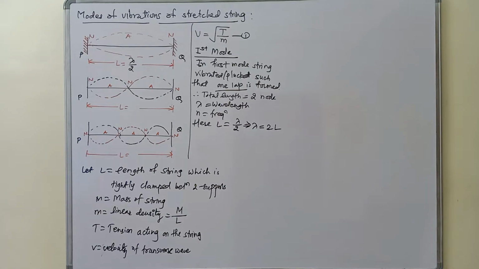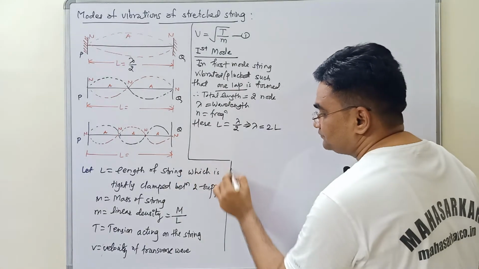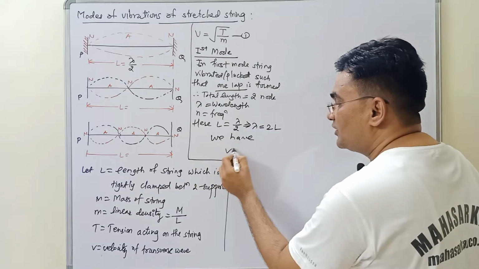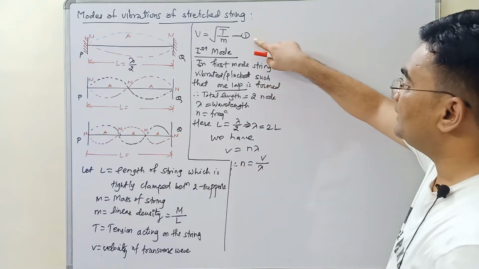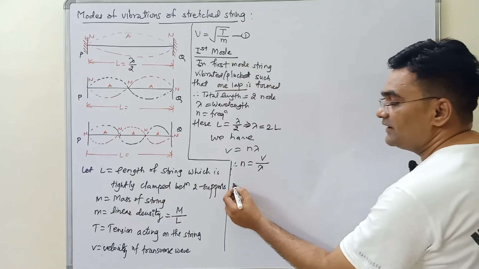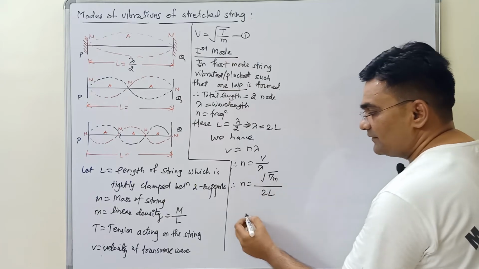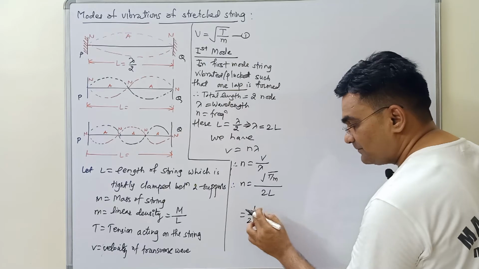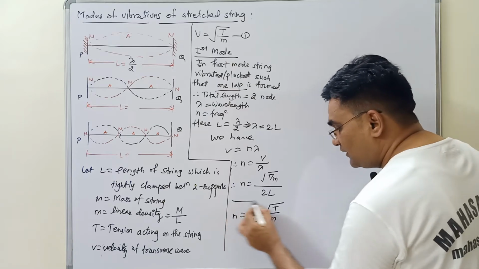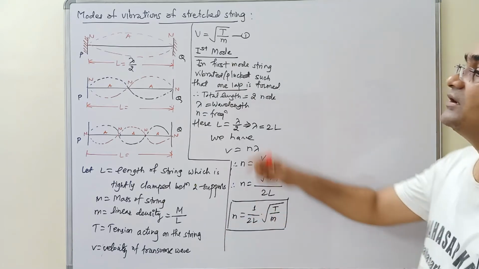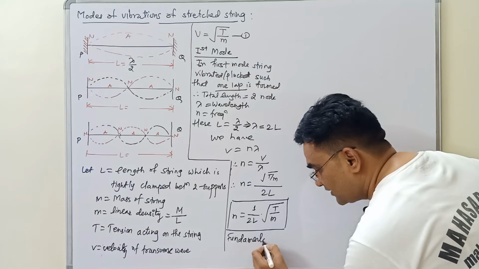According to the formula we know, V equals n lambda. Therefore n equals V upon lambda. Putting the value of V and lambda from this, we get n equal to root of T upon m divided by 2L. If I simplify this, n equals 1 upon 2L into root of T upon m. So this is the lowest possible frequency that we can produce in the stretched string. This frequency is called the fundamental frequency.